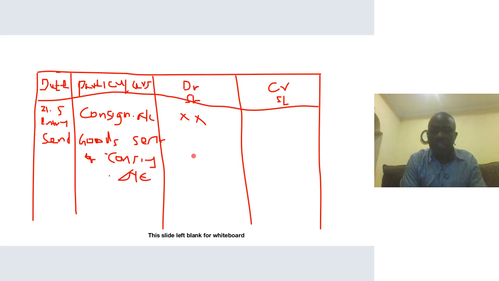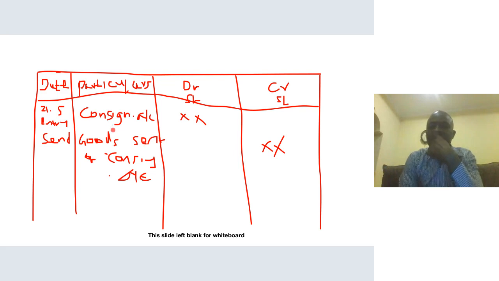Goods sent on consignment account, so we credit that. So that is the first entry that we will make. Now, that entry, you can put in bracket down there, being goods sent on the consignment basis.